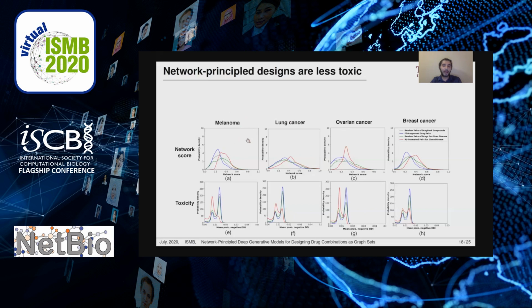So if we compare our generated drug combination with these 3 baselines, we can see that the red curve is actually better than all the other 3 baselines from the network score principle in all melanoma, lung cancer, ovarian cancer, and breast cancer. And also, we have calculated toxicity based on a deep learning model called Deep DDI. This is an external deep learning model that we have used. We have shown that the toxicity related to our model is lower than all the other models. It shows that network principle correlates with low toxicity.